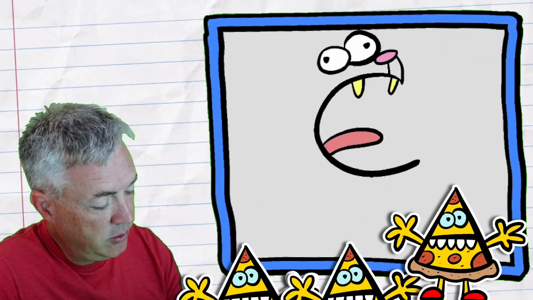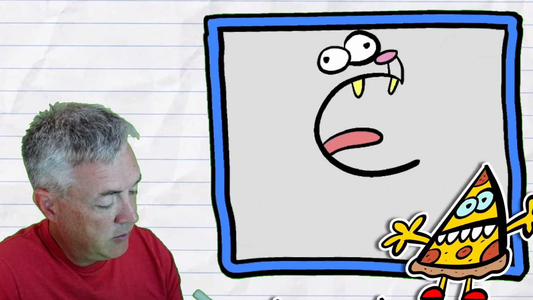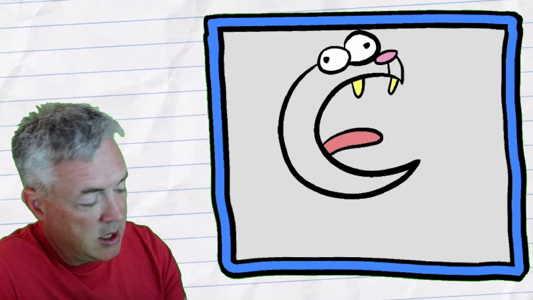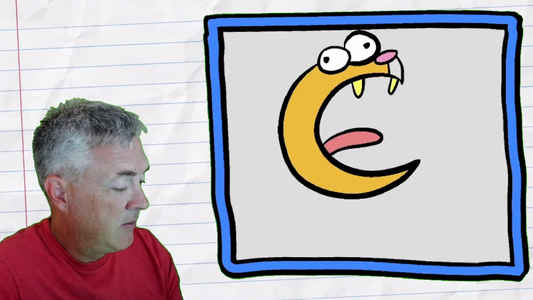And then we're going to start at the eye, and we're going to draw a line that goes all the way around like this.